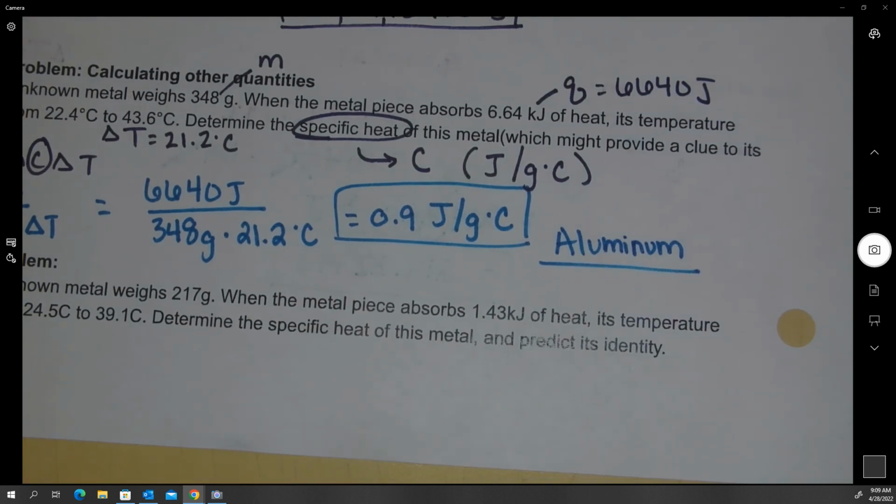So I'm going to let you guys try the practice problem down below. I'll give you guys 3 minutes to try that one. It gives you the mass, it gives you the Q, and it gives you your delta T. You're going to solve for the specific heat and identify the substance.